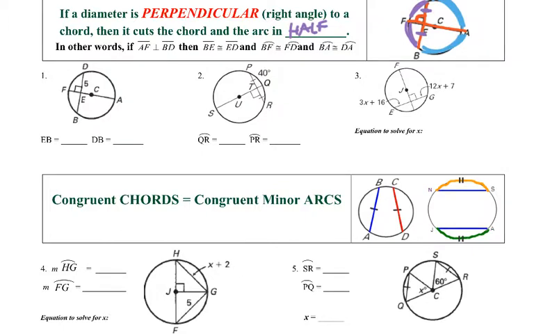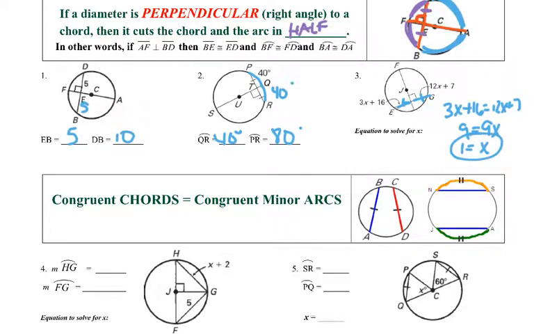So here EB is going to be 5 because it's going to match that 5, making D to be 10. Here PQ is 40, so QR is 40, making from P to R 40 plus 40, or 80. It's easier than it looks. Here, solving for x, these two are going to be equal. So 3x plus 16 equals 12x plus 7. Or if I move things over, 9x equals 9, x is 1. If it looks equal, it is equal.